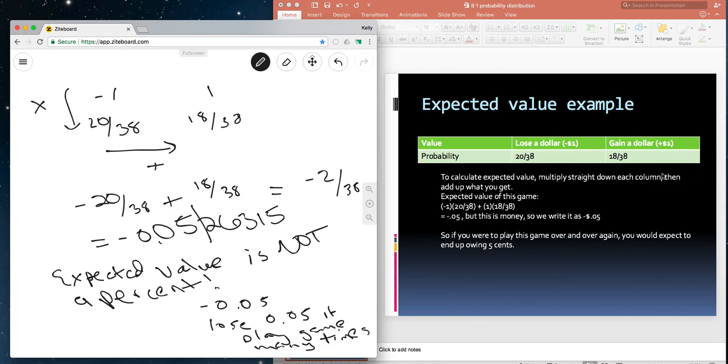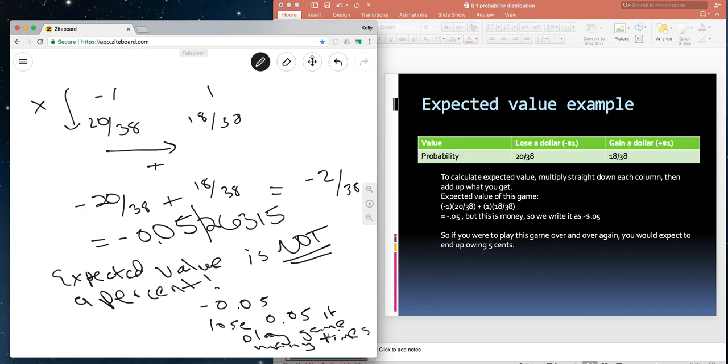So when I ask you to do an expected value, we multiply down everything first. Then we add across. So that's what we're remembering here. We multiply down, add across, and we get a value. We remember that this value is not a percentage, so please don't write that as a percent ever. Expected value is not a percent. Then we sit down and we have to translate what that means.